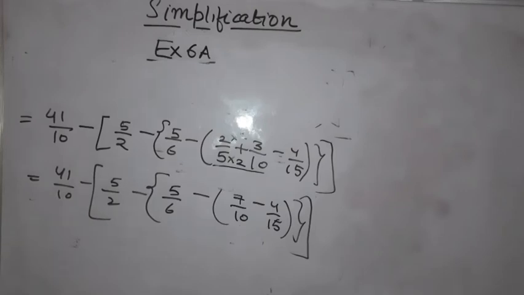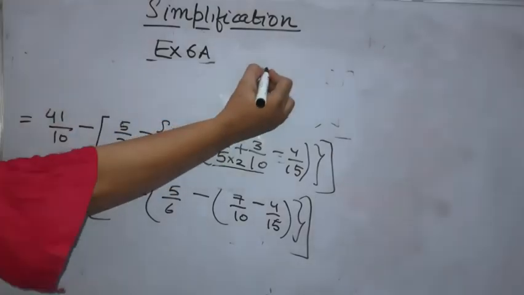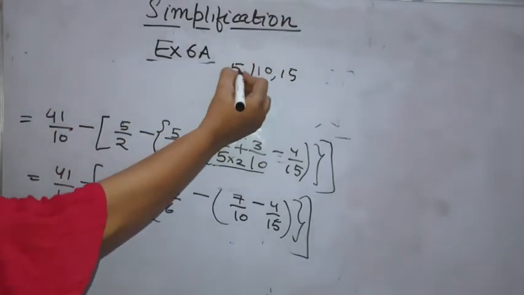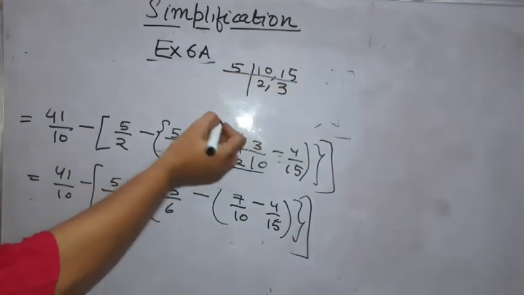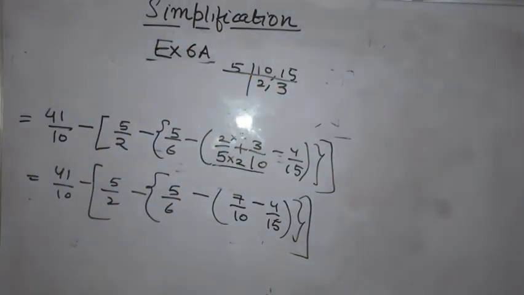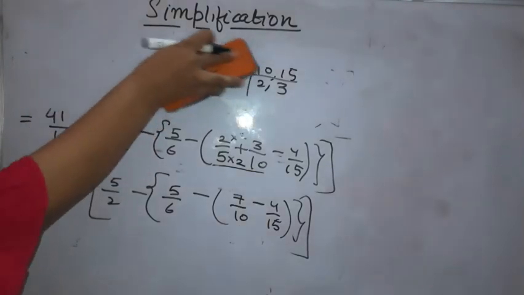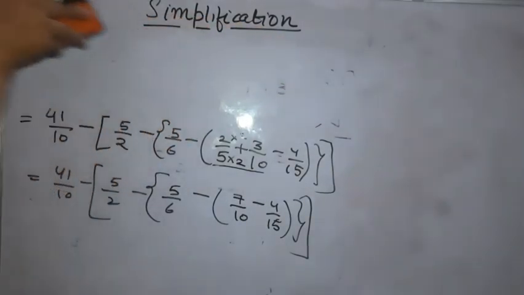If you know the answer, comment down in the comment section or else wait for me to find out the LCM. It should be 30, I think. 5 2s are 10, 5 3s are 15. Yes, it is 30. The LCM of 10 and 15 is 30.